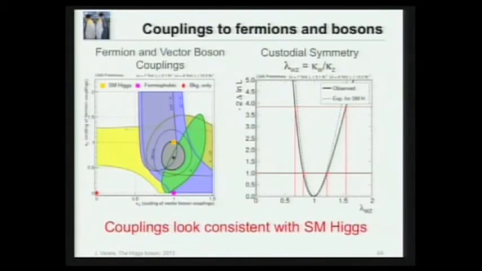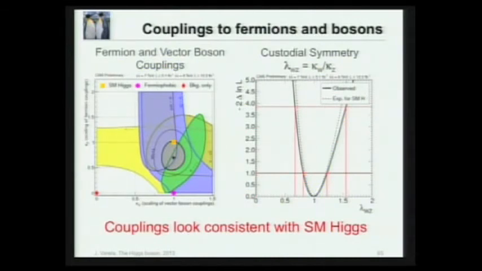Then we have looked in more detail at the couplings, the strengths of the interaction to fermions and bosons, and I will not describe this in detail. This is really a more technical plot, but what I wanted to show you is that the standard model prediction is this point, when this coupling to the fermions is 1, and this coupling to the bosons is 1. If it was nothing, it would be 0, 0. The measurement is this gray ellipse here, a 68% confidence interval, so 1 sigma. And you see that the standard model value is very compatible with the measurement.